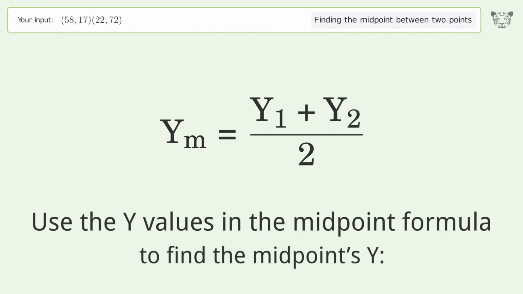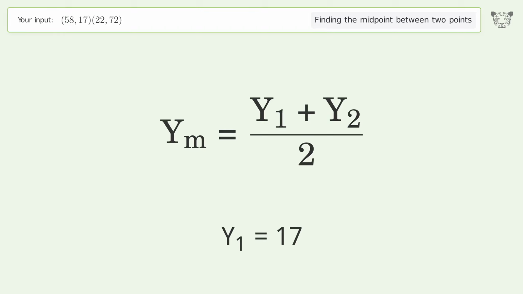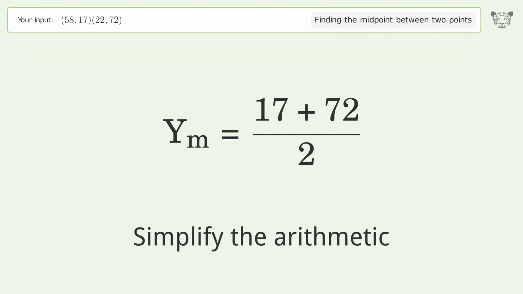Use the y values in the midpoint formula to find the midpoint's y. y1 equals 17. y2 equals 72. Simplify the arithmetic.